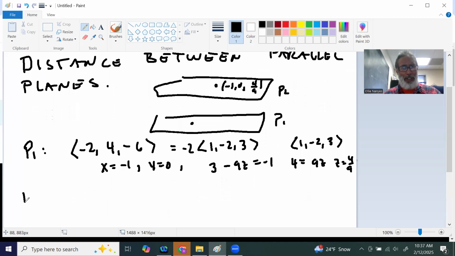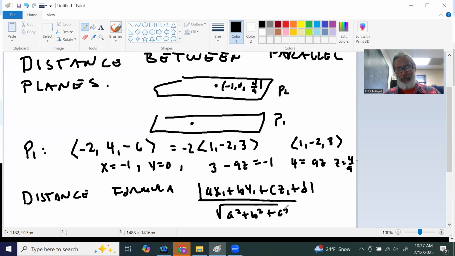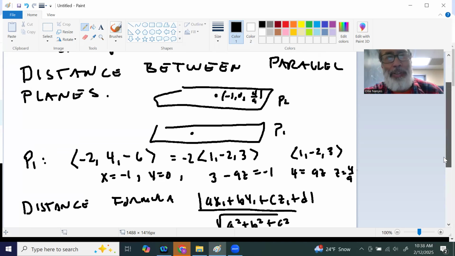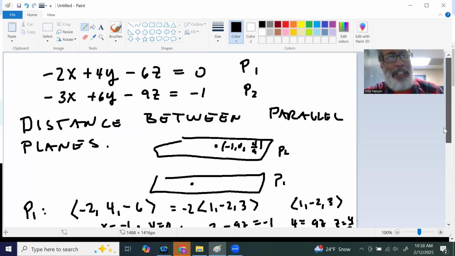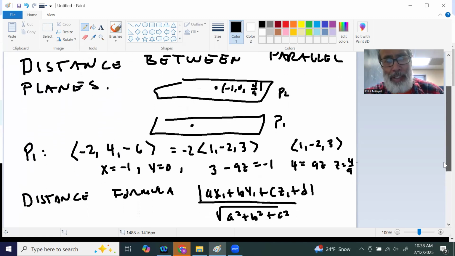And then we use the distance formula. And the distance formula, remember, was the absolute value of ax1 plus by1 plus cz1 plus d, divided by the square root of a squared plus b squared plus c squared. And let's take a look here. So you see here, d is 0.